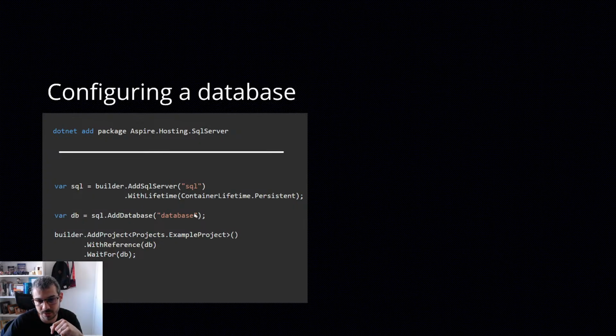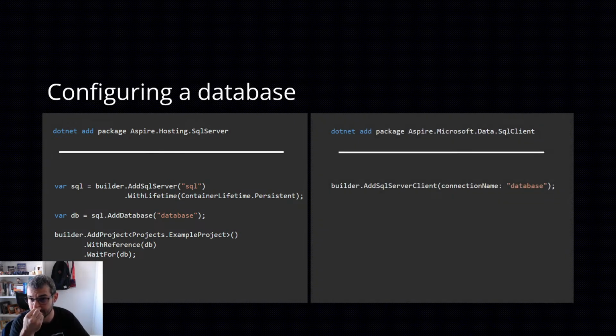Then we are adding here the database. So we add the database, we give it a specific name, and then we are adding this reference to that project that ideally will use the SQL Server under the hood. Then the last method that we're invoking fluently here is wait for. This means that we can force that specific project to wait until a specific resource that is a reference is up and running. So we can orchestrate the specific hierarchy that we want for such services and infrastructure and everything to be running in sequence. Okay.